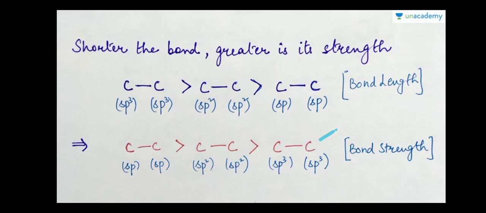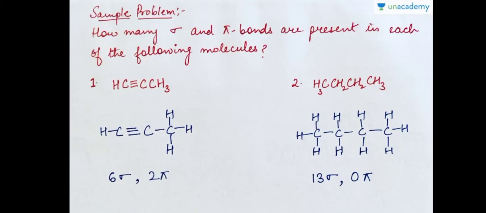So, based on all these, we have some sample problems. The first one is, how many sigma and pi bonds are present in each of the following molecules? Whatever compound is given to you, first of all, you're supposed to write its structure. After writing the structure, count the number of bonds. All the single bonds would be sigma bonds. So, 1, 2, 3, 4, 5 sigma bonds. Plus, we also have a triple bond here. Out of all these three, only one would be sigma and the other two would be pi bonds. Therefore, in total, we have 6 sigma bonds and 2 pi bonds.